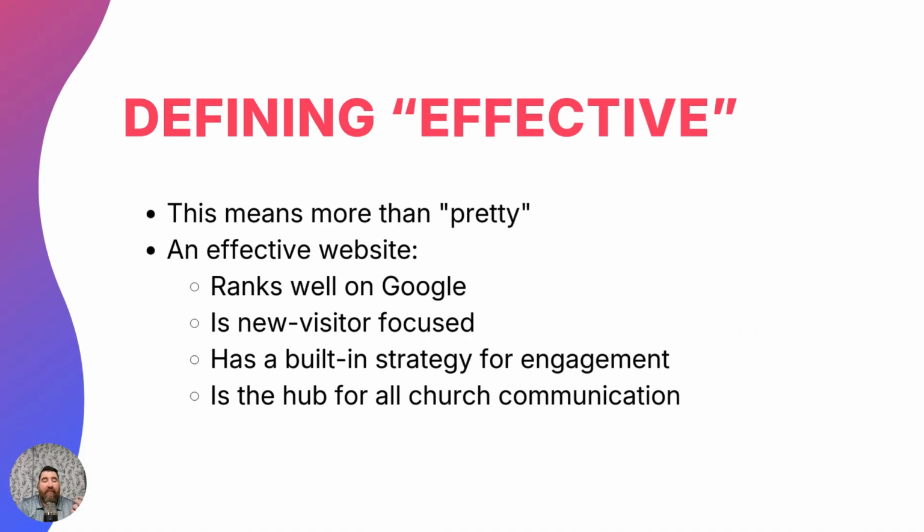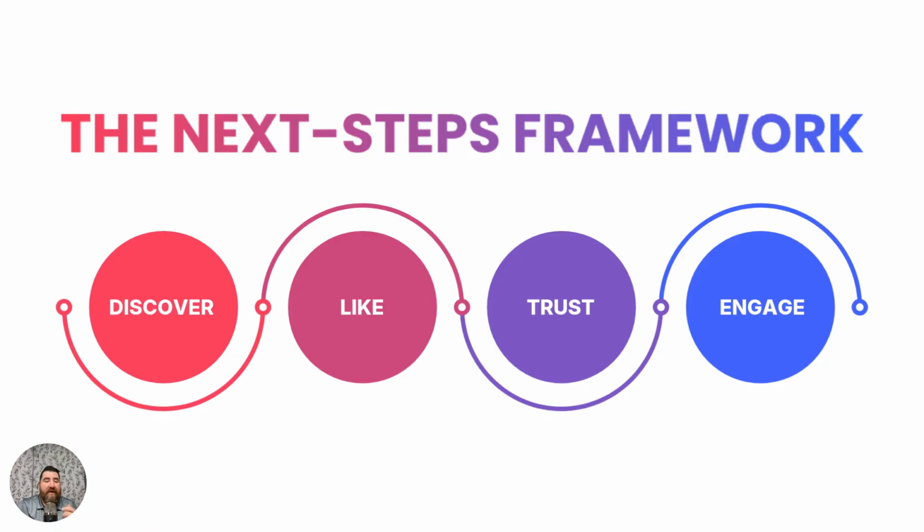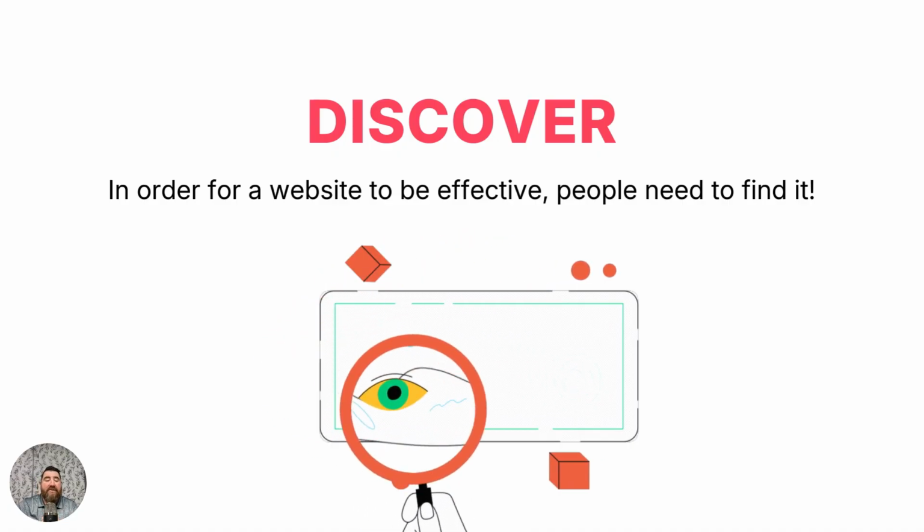But what an effective website actually does, it's more than just being pretty. An effective website ranks well on Google. It is new visitor focused. It has a built-in strategy for engagement, and it ultimately becomes a hub of communication for your local congregation. And those are the four steps that we're going to talk about real quickly. So discover, like, trust, and engage. So let's talk about Discover real quick.